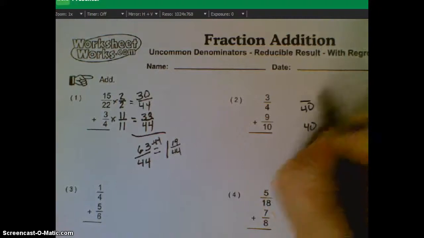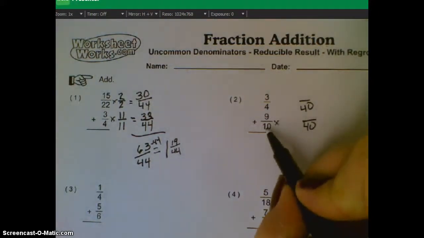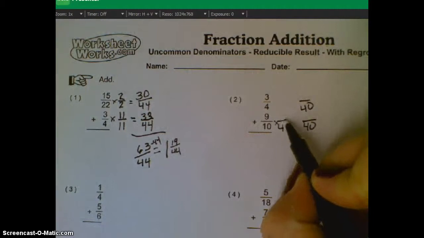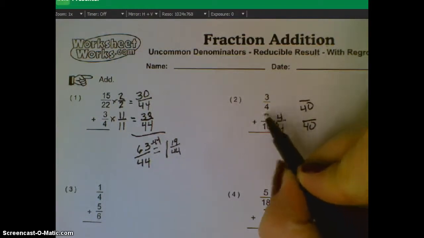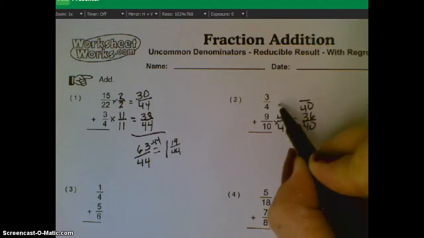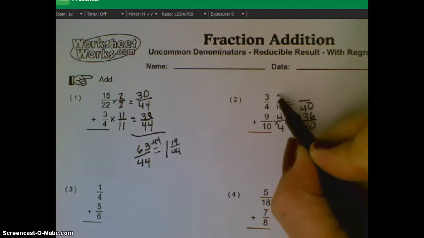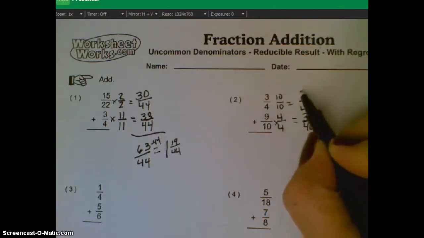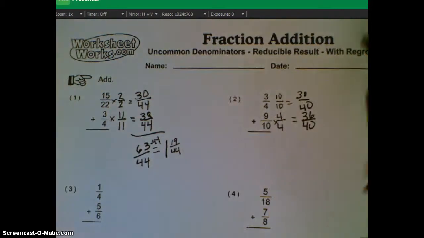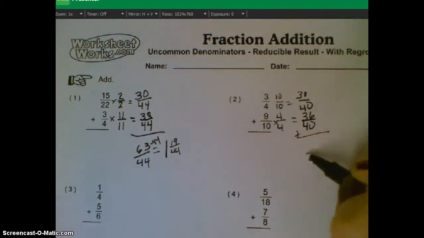This one, our common denominator will be 40. So we're going to find equivalent fractions. And 10 times 4 is 40. So let's do the same to the top. 9 times 4 is 36. 4 times 10 is 40. And we need to do the same to the top. 3 times 10 is 30. Now I can just add straight down because we have the same denominator of 40. 30 plus 36 will equal 66.